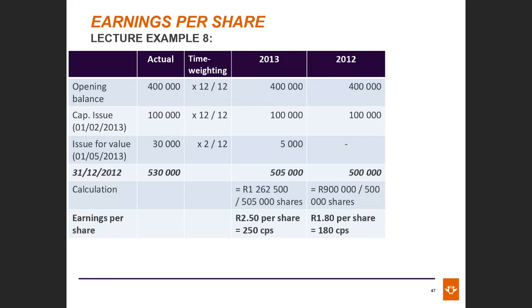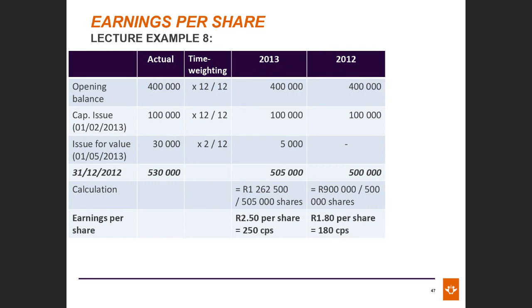Okay, so our earnings per share, when you take your basic earnings divided by your weighted average number of shares, gives you R2.50 earnings per share for 2013 and R1.80 earnings per share for 2012. So that is this example. It's important to look at the examples where you have an issue for value and an issue for no value, and you can compare and see how they are done differently.